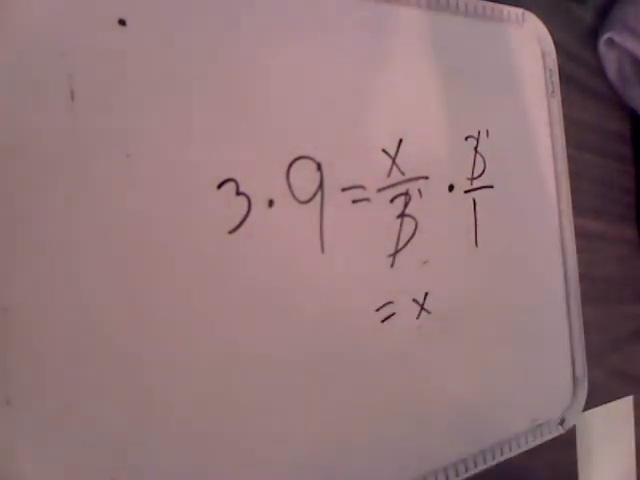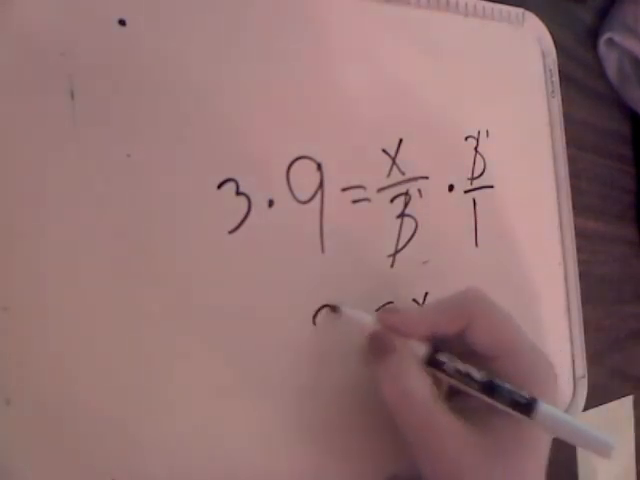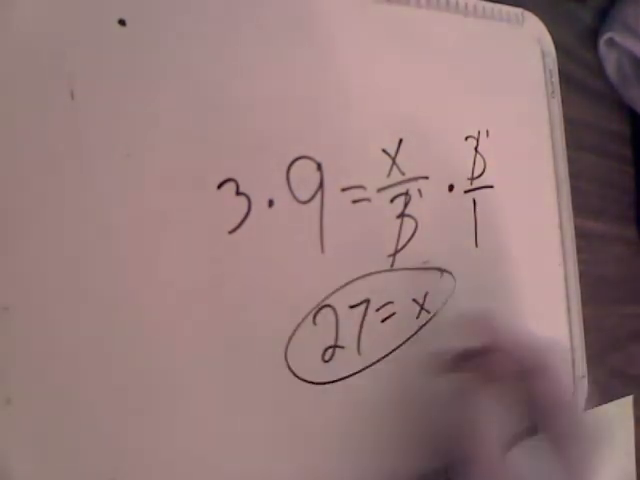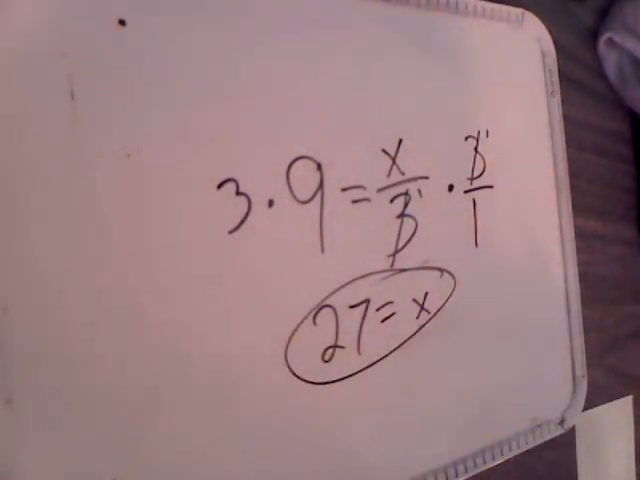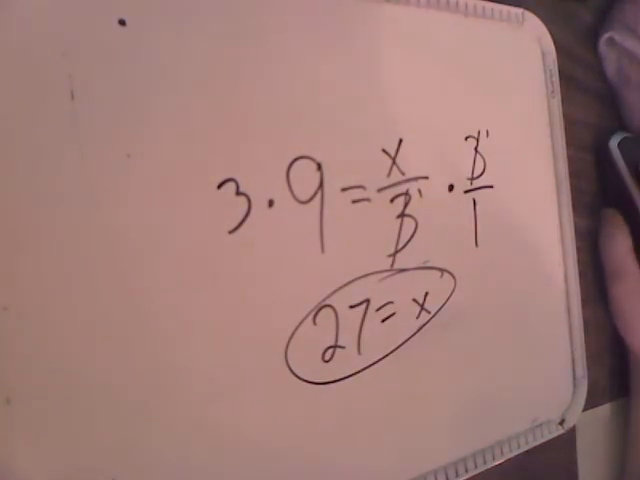Drag down the equal sign. 3 times 9 is 27. So our final answer is 27 equals x. You'll normally see it as x equals 27. One way or the other, it doesn't really make a huge difference.